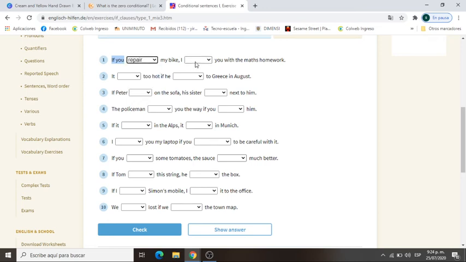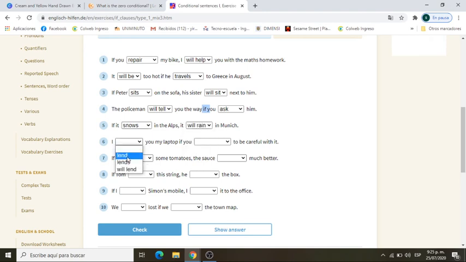So if you repair my bike, I will help you. It will be too hot if he, here we need to use the present simple, if he travels. If Peter, so present simple, sits, will sit. The policeman tells you, oh, wait a minute, there is the if. So here we need to use will. If it, present simple, snows in the Alps, it will rain.